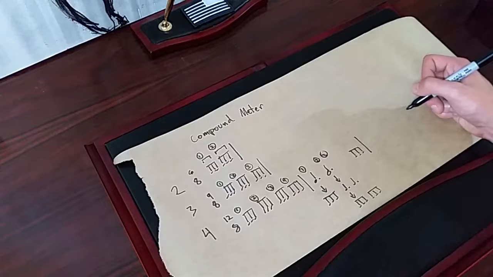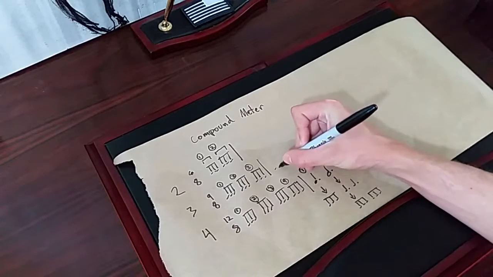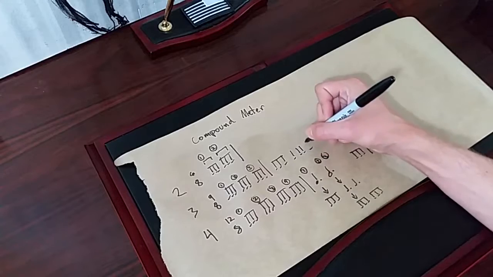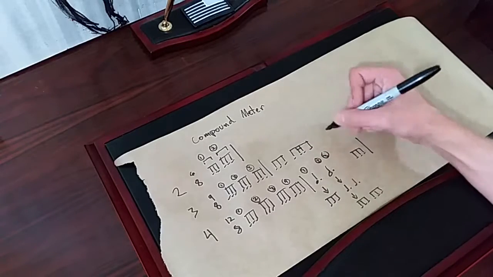The main characteristic of compound meter is that it subdivides into 3s rather than into 2s like in simple meter. We will get a better sense of this in the next lesson. For now, let's explore all the rhythmic possibilities of compound meter. Compound meter subdivides by 3s at the 8th note level, but by 2s at each other level.